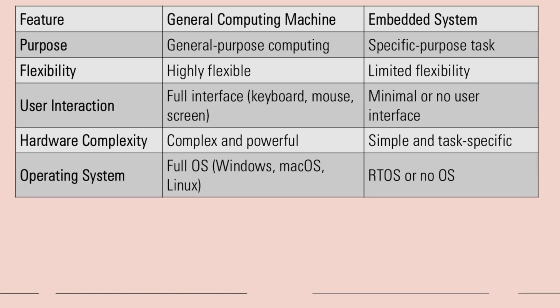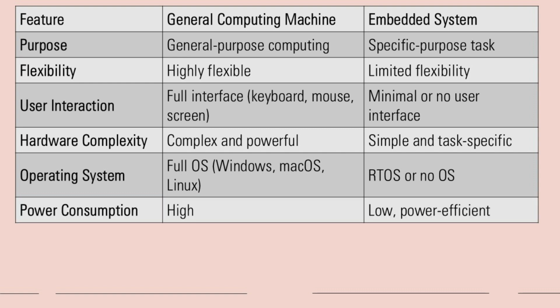Now, the fifth point: operating system. General computers run full-featured OS like Windows, Mac OS, or Linux. Embedded systems may run a real-time operating system, RTOS, or even work without an OS.